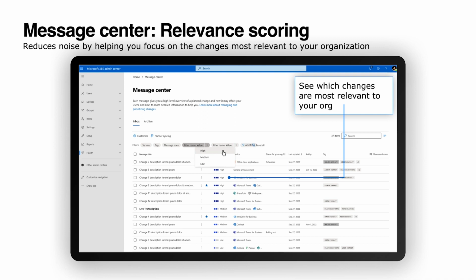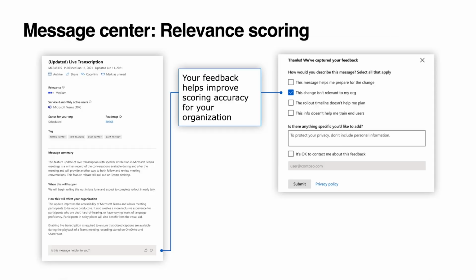To address this, we will be lighting up an experience in Message Center that gives you the ability to differentiate between changes that are of high, medium, and low relevance. This relevance score is based on service usage in your organization and other attributes in a machine learning model. Your feedback about the accuracy of the scoring helps to tune this algorithm that determines the relevance. We expect this relevance score to be available to you by the end of this calendar year. Based on what we've heard from our early adopters, we think it will be a big efficiency boost, helping you prioritize the Microsoft 365 changes that really need your attention.